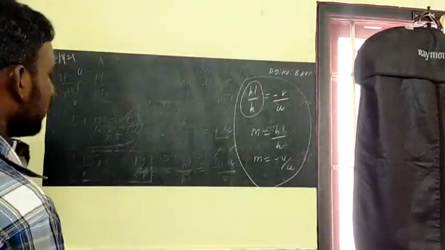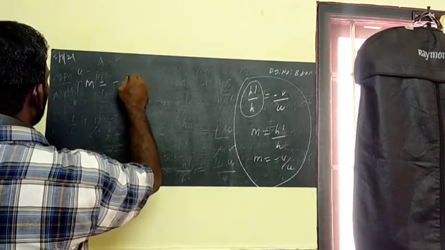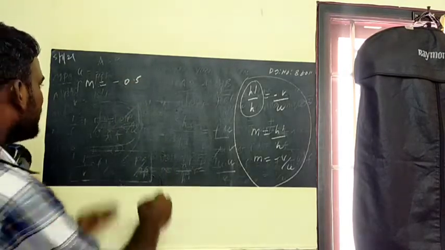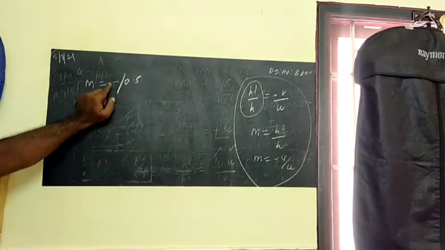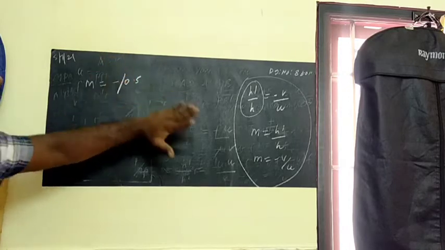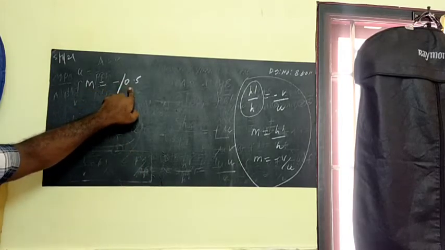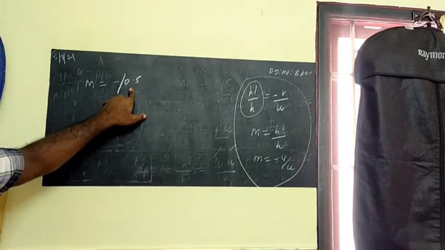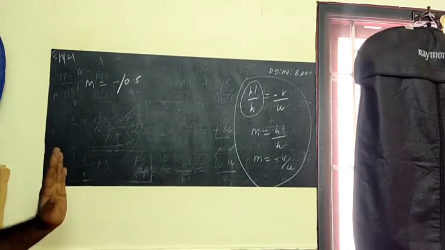Suppose the final answer is m is equal to minus 0.5. What does it mean? You just split the minus and the numerical value. Please understand this: there is no relationship between the minus and the numerical value. In this lesson there is no value for minus and plus. They tell only about the position or nature of the image.